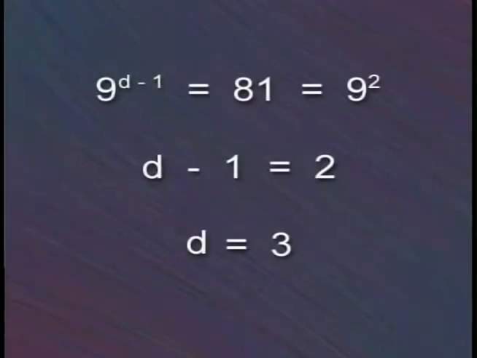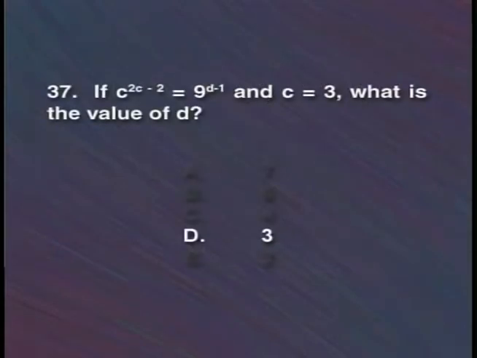Thus, 81 equals 9 to some power. It should be easy to recognize that 9 squared equals 81. Thus, d minus 1 must equal 2. Solving for d gives us a value of 3, or answer D.